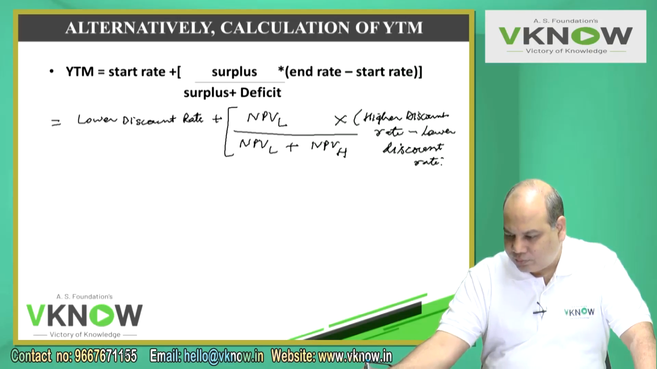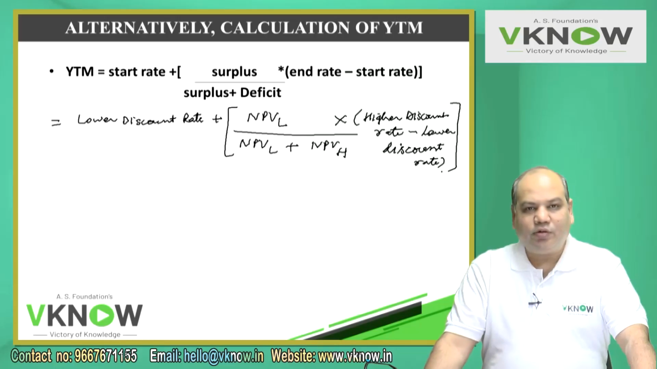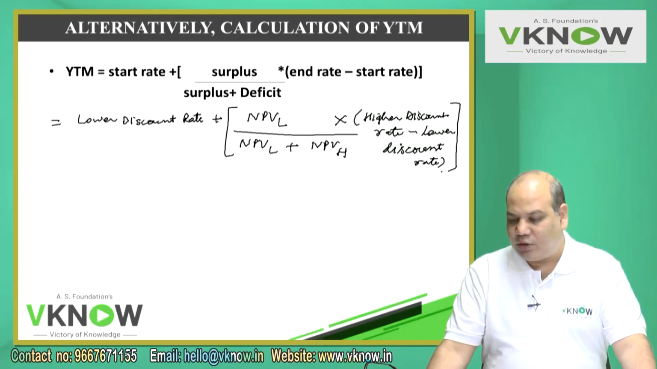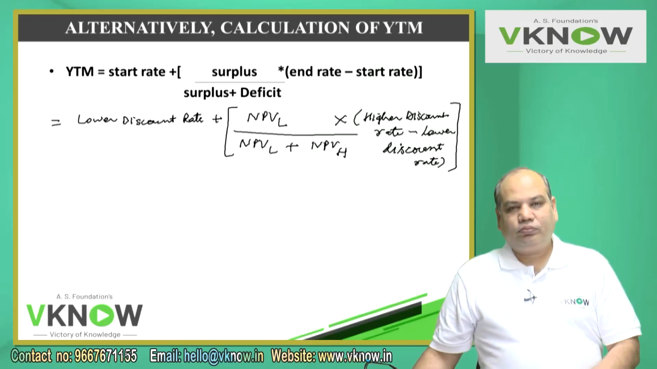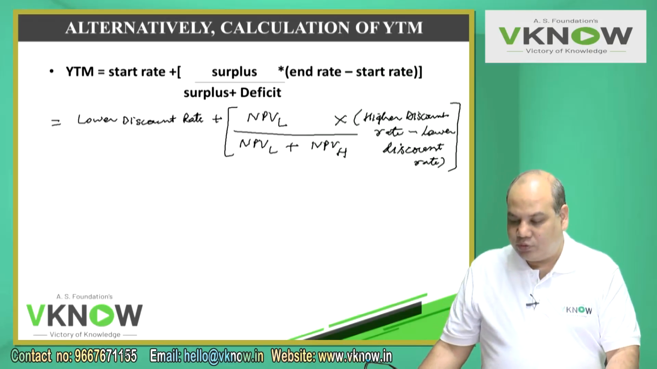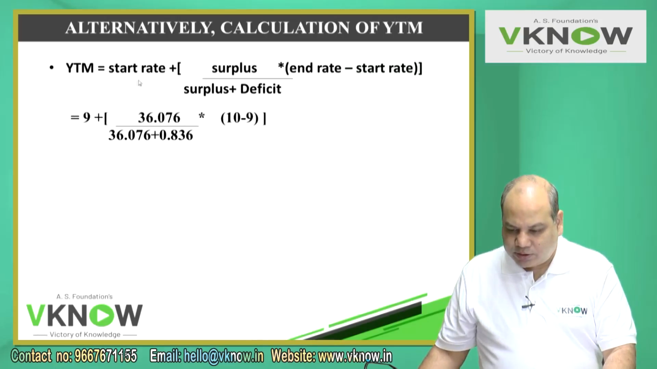Doesn't matter because you are using only different terminology. Lower discount rate means start rate. NPV at lower discount rate means surplus, and NPV at higher discount rate means deficit. And then take the difference between end rate and start rate. I hope you have written the formula. So now I am going to write the numbers. So how the numbers will be presented?